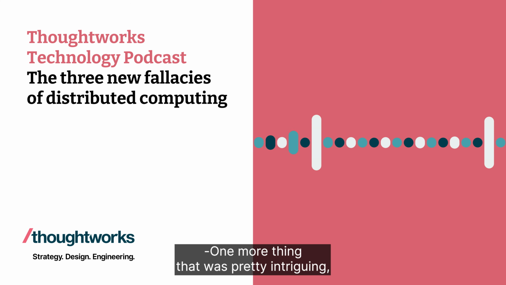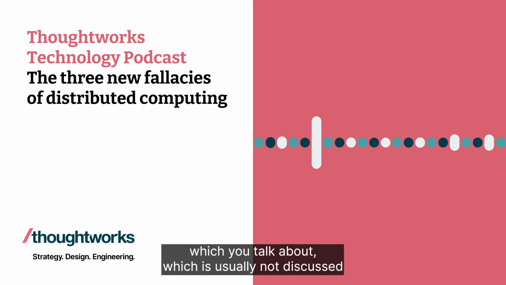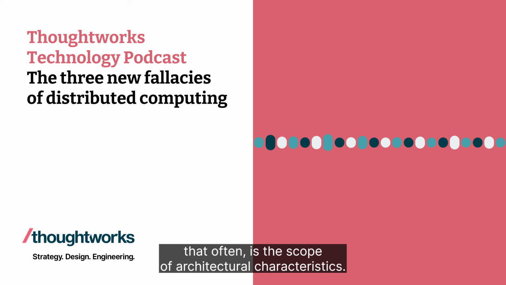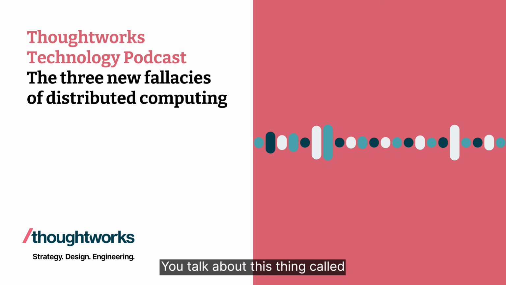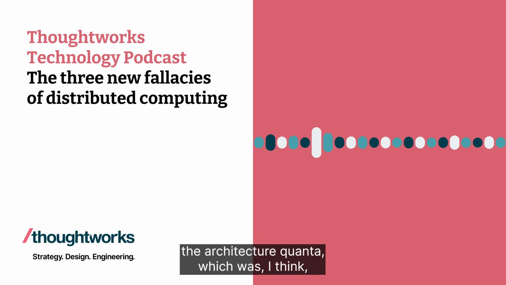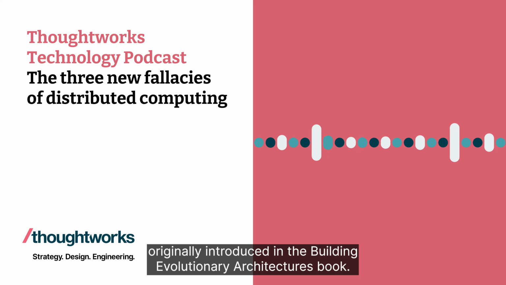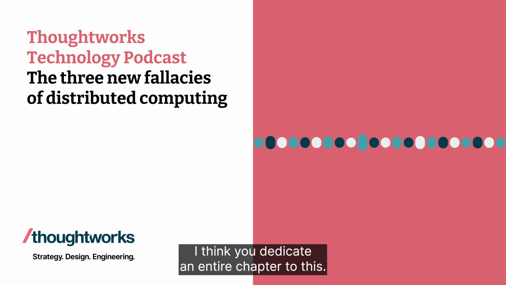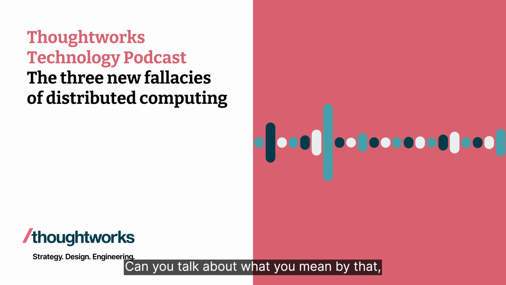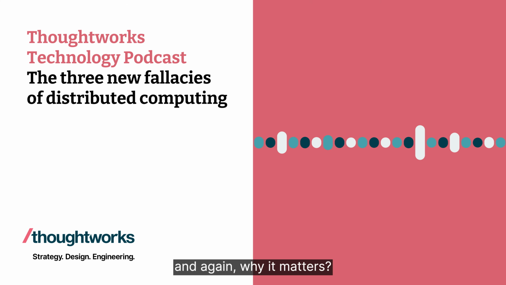One more thing that was pretty intriguing, which you talk about, which is usually not discussed that often, is the scope of architectural characteristics. You talk about this thing called the architecture quanta, which was, I think, originally introduced in the Building Evolutionary Architectures book, but I think you dedicate an entire chapter to this. Can you talk about what you mean by that, and again why it matters?